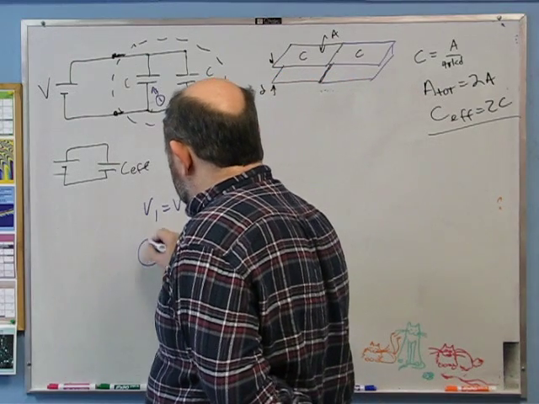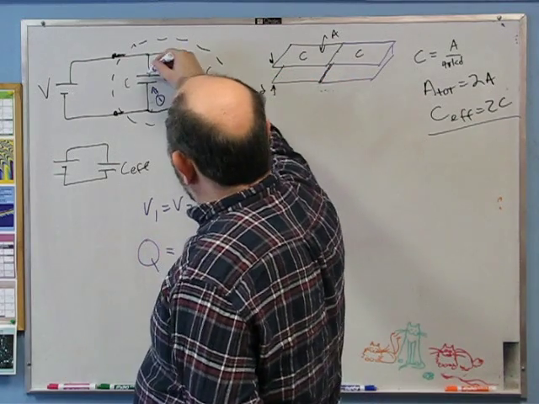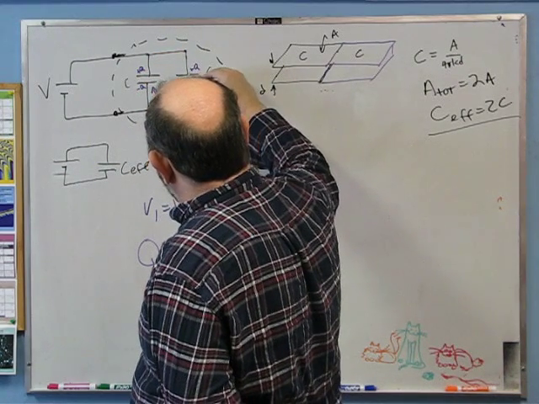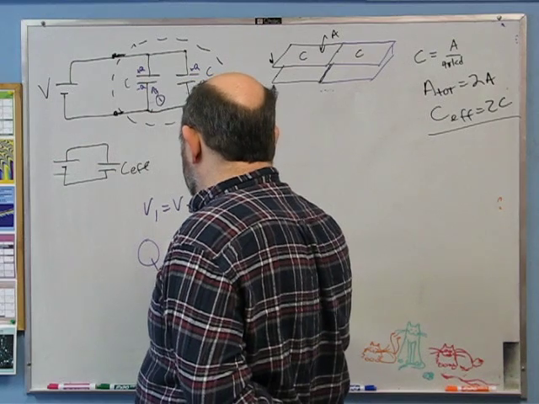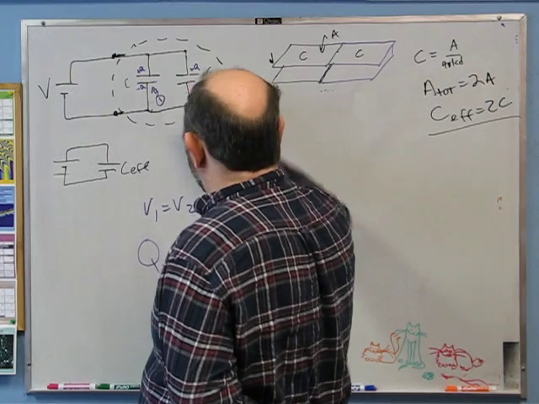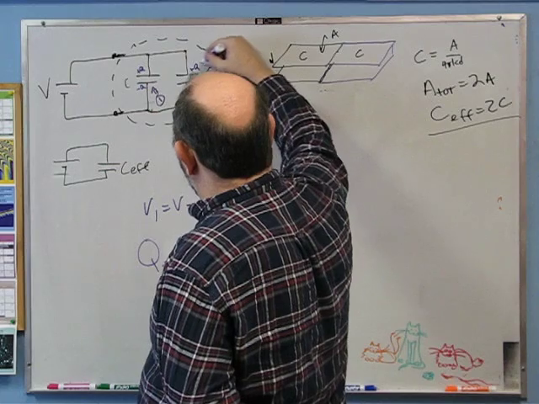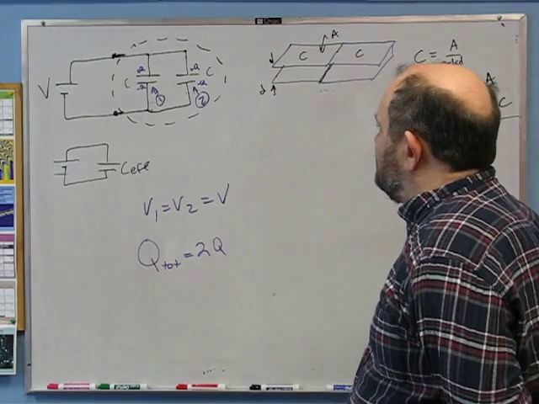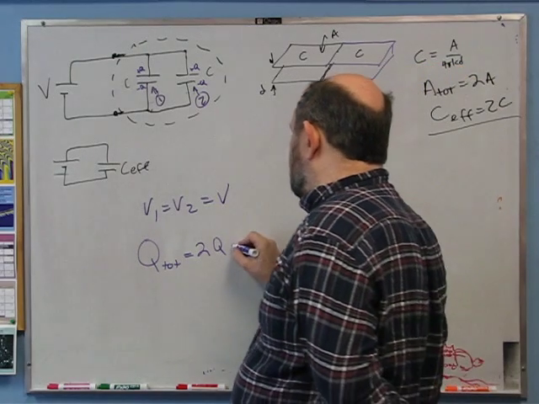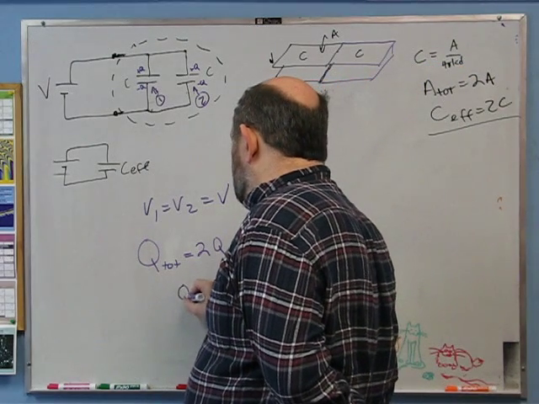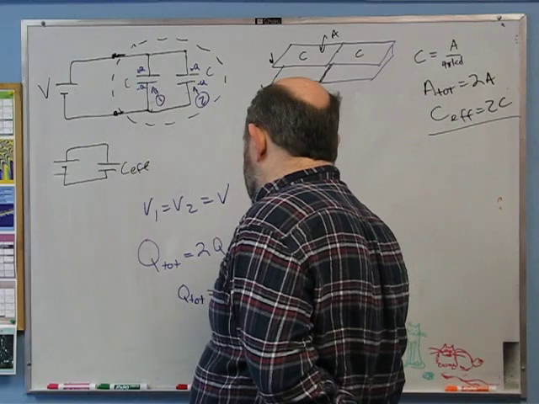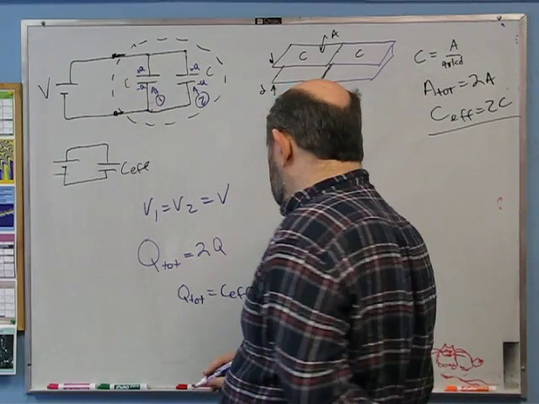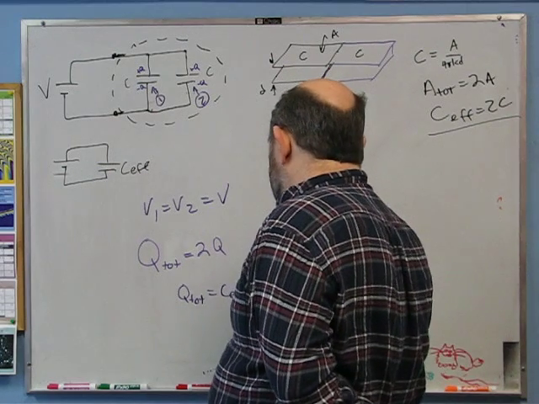The total charge stored, well, you've got a plus Q here and a minus Q here, and a plus Q here and a minus Q here, so the total charge stored is actually 2Q, right? Because I have a Q here and I have another Q here. That's very exciting. So the total charge is 2Q. All right, and so I know that Q tot is equal to C effective times V, because it's just the same V across both of them, right? So Q tot is C effective V, right?